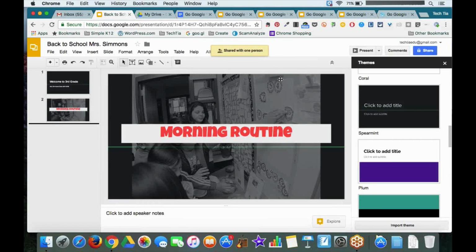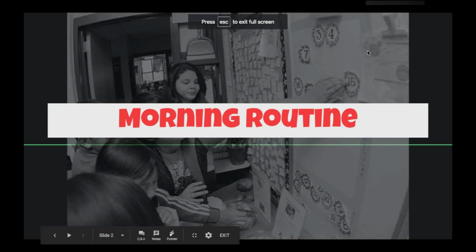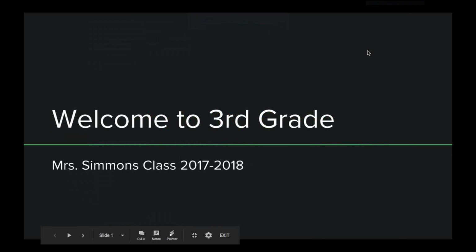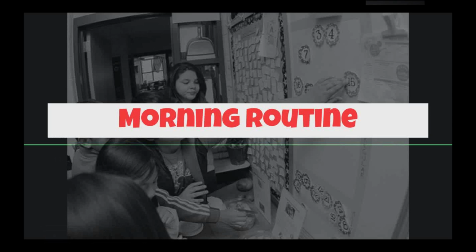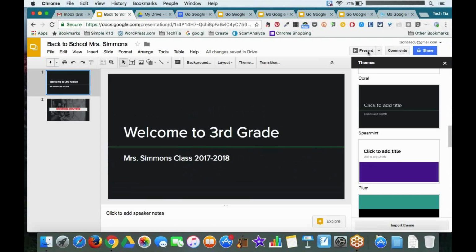When I'm ready to show this to someone else and I'm using just my computer, I can click on the present button and it will put it into a full screen mode. And then I can simply use my arrows, or even if I have a USB pointer, I can use that as well.